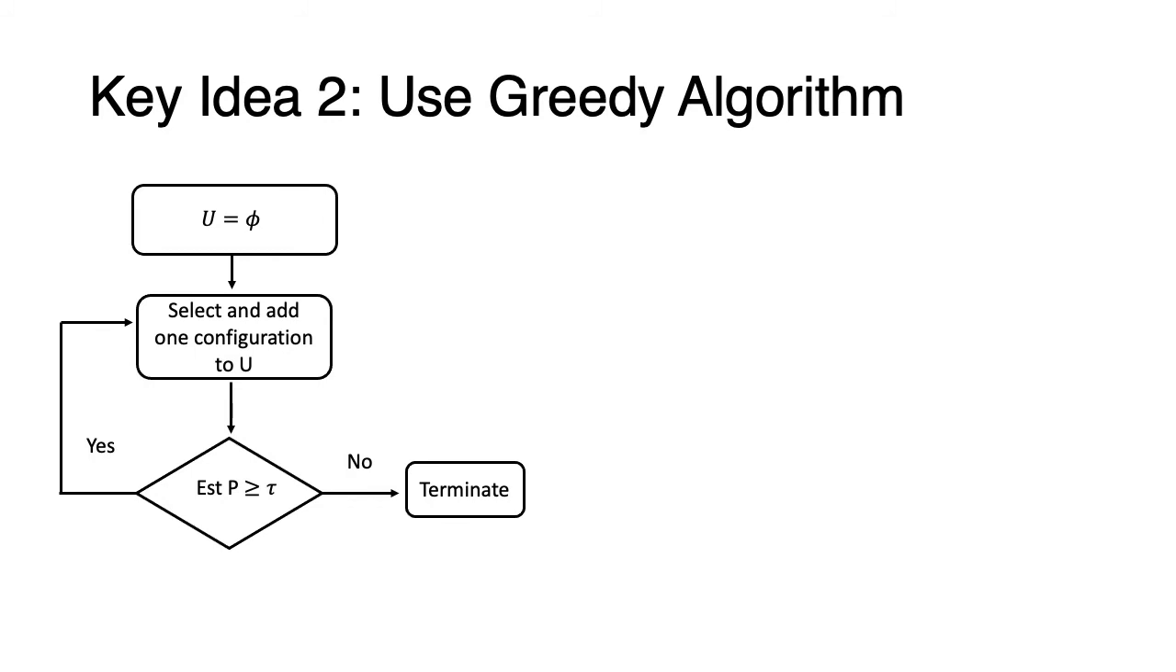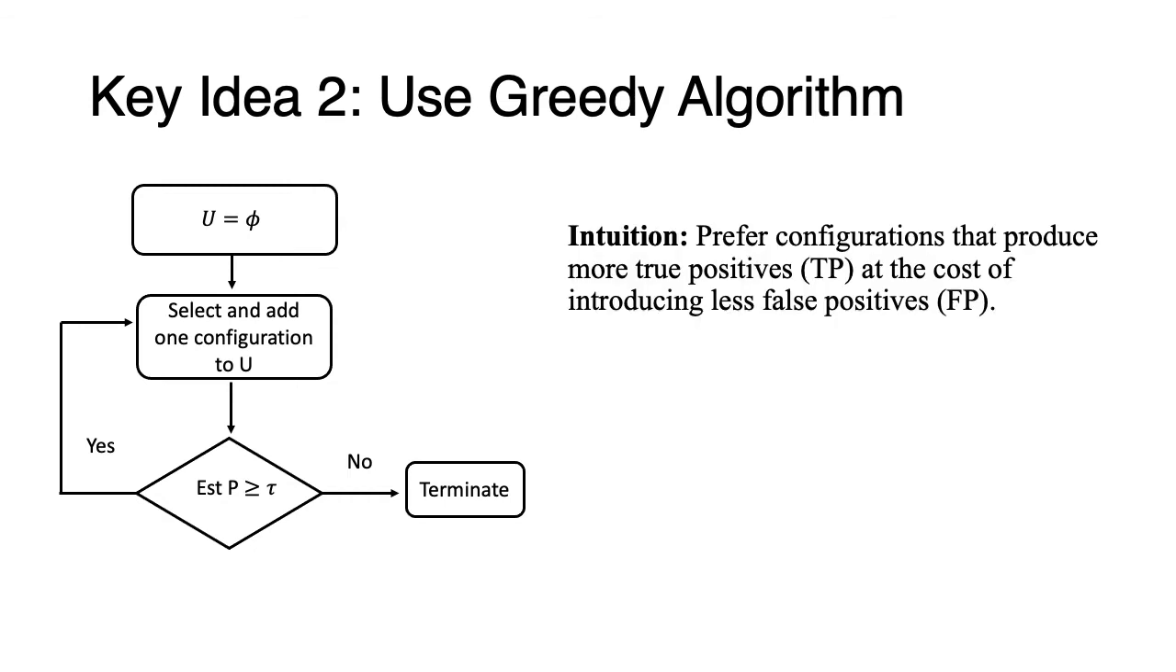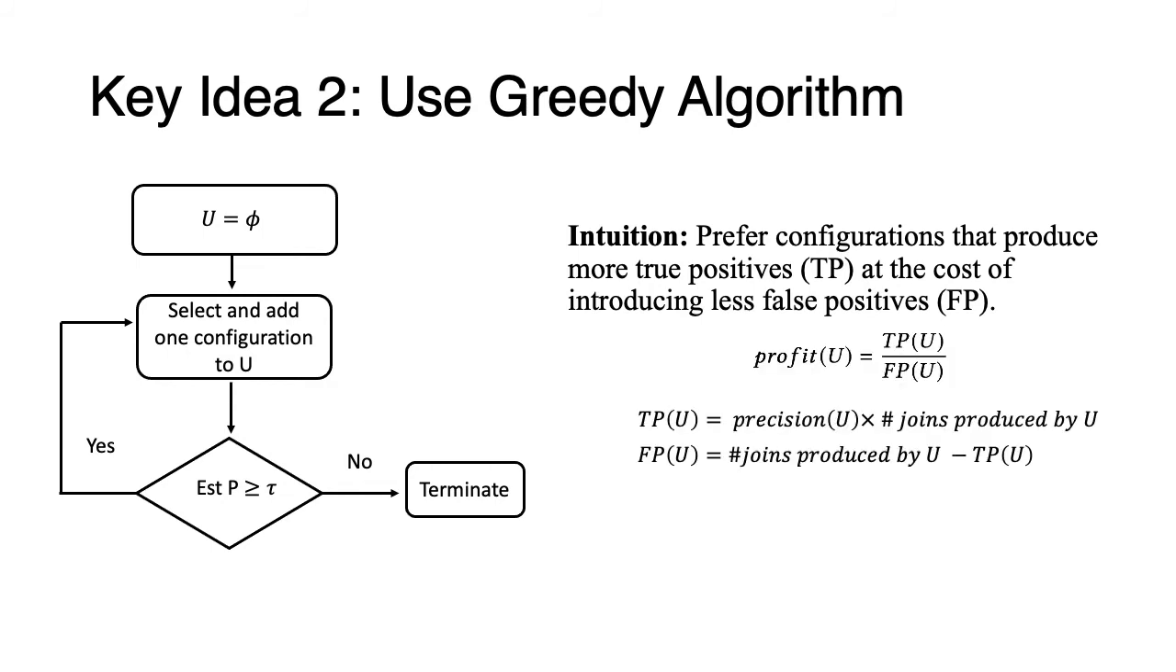Now the question is, which configuration should we select at each iteration? Since our goal is to maximize recall while preserving the precision, intuitively we prefer configurations that can produce more true positives at the cost of introducing fewer false positives. Therefore, we define the profit of the union as the ratio of true positives to false positives, which can be computed using the estimated precision of the union. Then, at each iteration, we select the join configuration that maximizes the profit of the union.